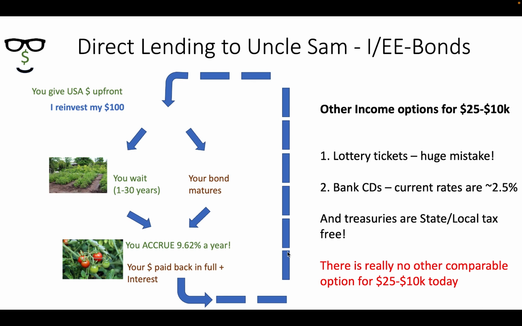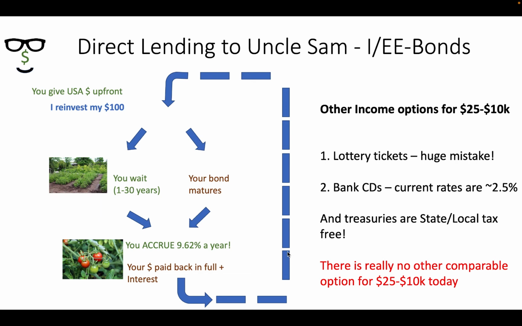Now, the interesting thing with direct buying from the Treasury is it beats every other investment vehicle today if your investment amount is somewhere between $25 and $10,000. So you could literally lend $25 to the United States government today. No management fees, no early withdrawal fees, none of that. If you park it there for a year, you will earn 9.62% a year. The other options for money between $25 and $10,000 pale in comparison.